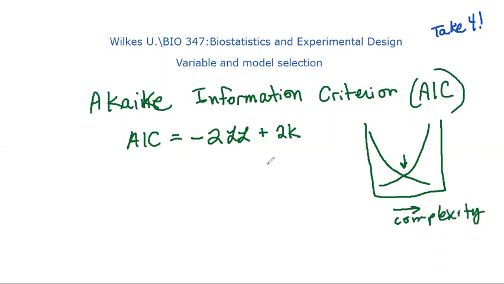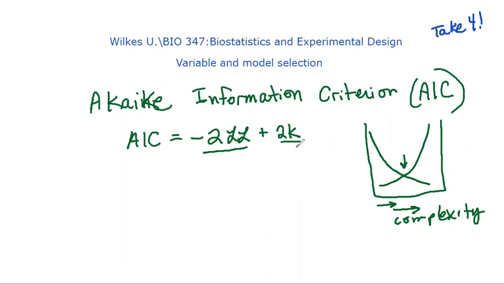Okay, so bias has to do with model fit. And we know that likelihood is a way to measure model fit. So moving this way, we're going to increase model fit. So that's this part of it.